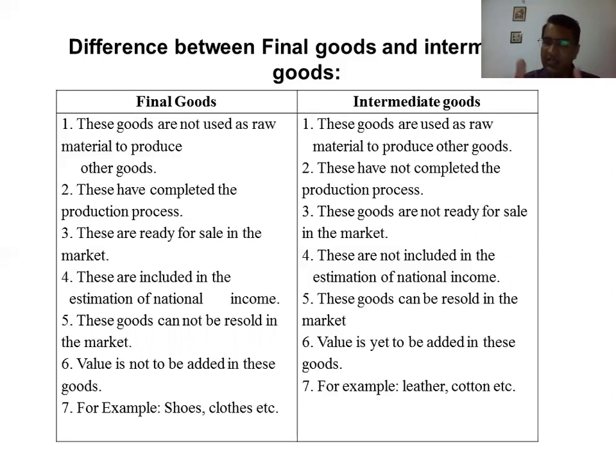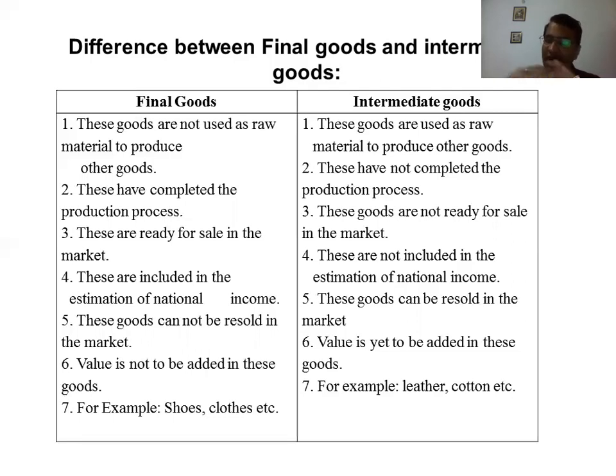It means it is not crossing the boundary line, like bread. Bread, if it is used by toast makers or bakers, is an intermediate good. So it means it can be a resource in the market. Value is yet to be added to these goods.